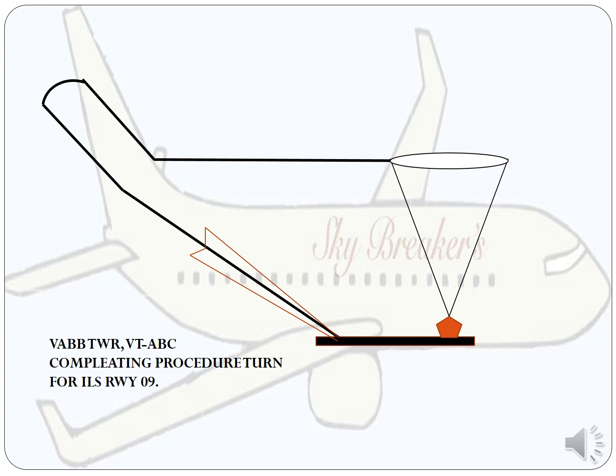The next report you need to make is when you are completing the procedure turn. This is commencing, you are initiating the procedure turn. Here you have already completed the procedure turn. At that point also you need to tell the ATC that you have completed the procedure turn. "Mumbai tower, Victor Tango Alpha Bravo Charlie, completing procedure turn for ILS runway 09." This is the procedure you need to make.